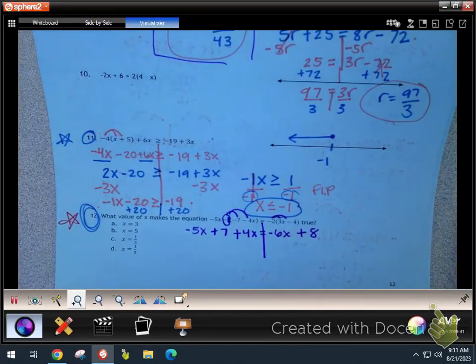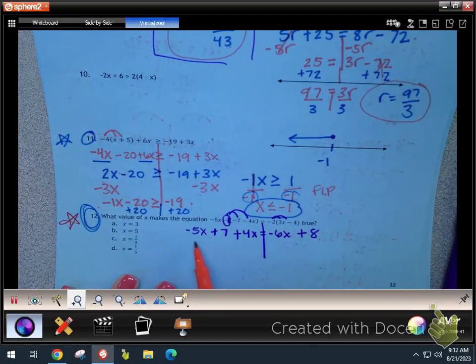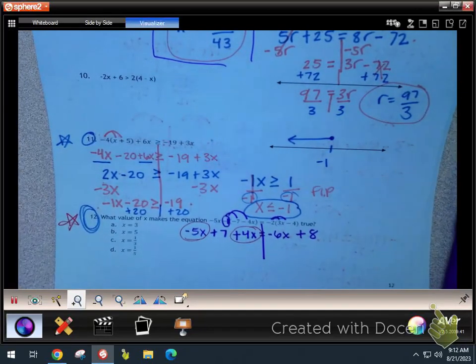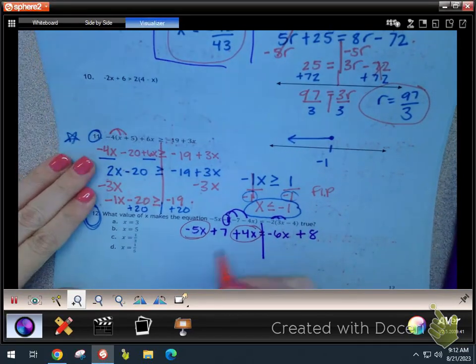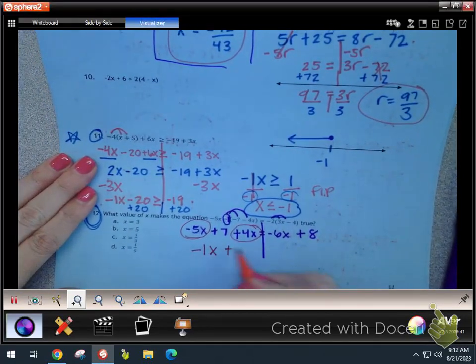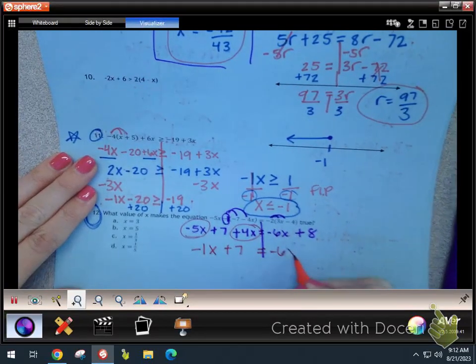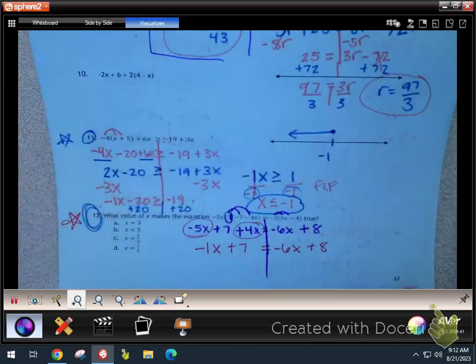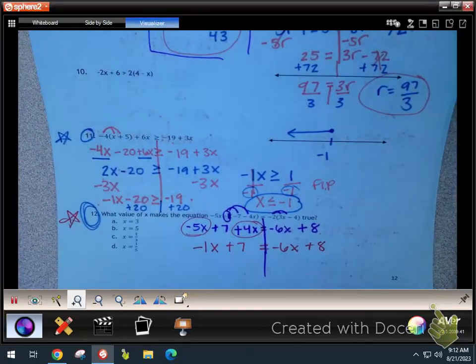I'm going to do one more step with you, and then I'm going to let you guys try to finish this problem. Do we have like terms on the left-hand side? What are they? Negative 5x and 4x, and they're on the same side. So we add them. What is negative 5x plus 4x? Plus 7 equals negative 6x plus 8. Okay? Finish the problem. Find your solution.